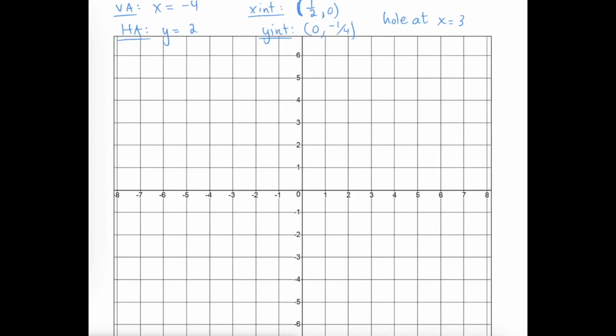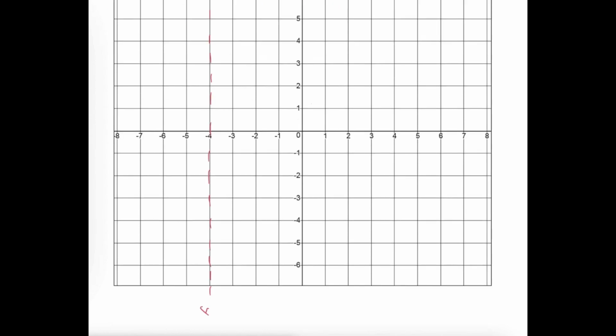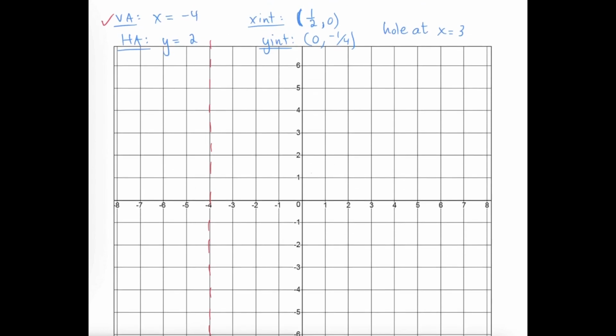So now we're going to take all this information and put it onto our Cartesian plane. So starting with the asymptotes, let's look at the vertical asymptote, x is equal to negative 4. Let's also label all of our asymptotes and intercepts. Then we have y is equal to 2. That's going to be a horizontal line. We have an x-intercept here at the ordered pair, 1/2 and 0, and then a y-intercept, 0, negative 1/4.